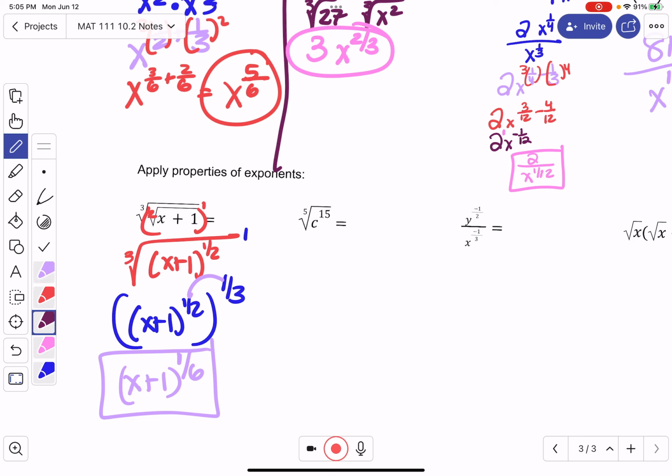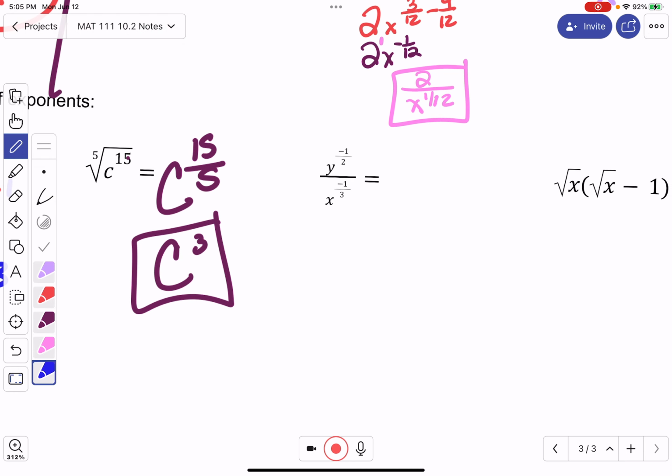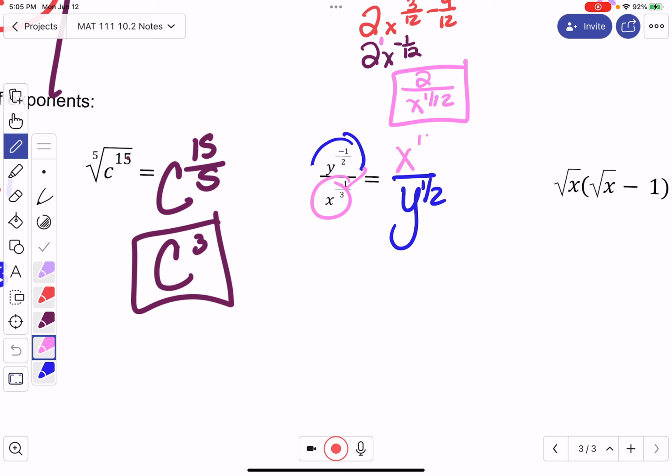This one here, we would rewrite as 15 over 5. And 15 divided by 5 is 3. So we've simplified that. This next one, we have a negative exponent on the y. So that's going to bring that to the bottom. And then we have a negative exponent on the x. So that's going to bring that to the top. And now we have our positive exponents.